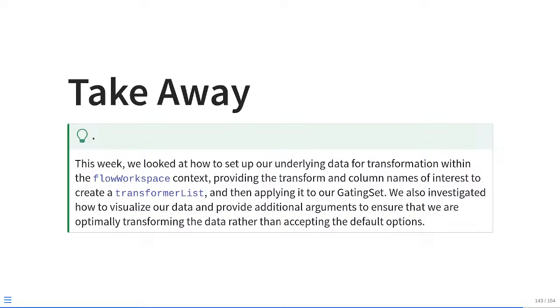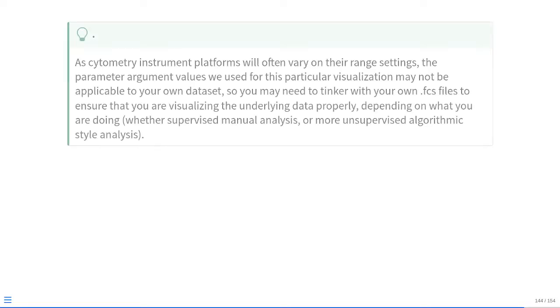So the takeaways for this week: we have looked at the underlying data for transformation within the FlowJo workspace context, providing both the transform and column names of interest to create our transformer list, and then we applied these to our own gating set. We also investigated how to visualize our data and provide additional arguments to ensure that everything's being optimally transformed, rather than just accepting the default options. We also survived our first venture into looking at what a regular expression was and how to handle those.